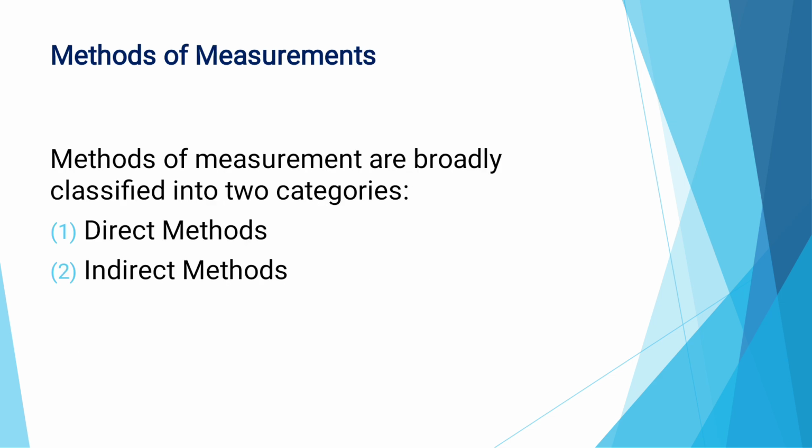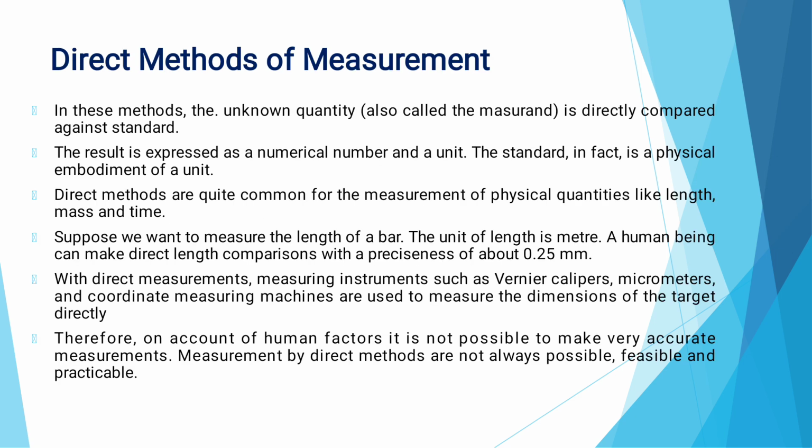These measurement methods are broadly classified into two categories. One is direct methods, another one is indirect methods. These methods are selected depending on the nature of the quantity, where we are measuring it, and how much accuracy is required. In the direct methods, the unknown quantity, which we call the measurand, is directly compared with the standard value. The result is expressed in numerical form along with its unit.